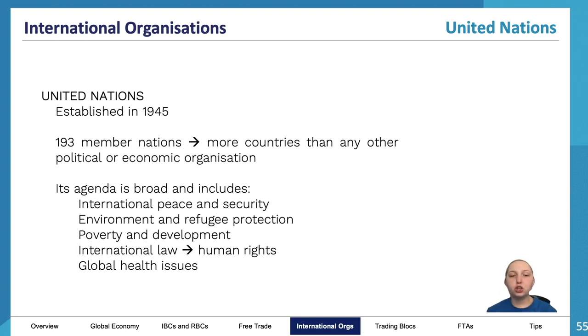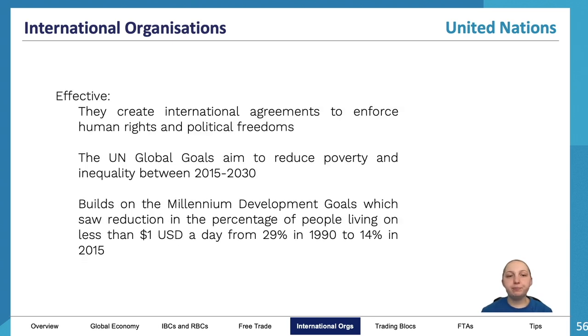For economics, you just want to focus on these ones, in particular the things that impact economic growth and economic development as your big focuses for the UN. You would say that they can be effective, that they create international agreements to enforce human rights and political freedoms. There are the UN Global Aims that I'm sure a lot of you have seen to help reduce poverty and inequality between 2015 and 2030.